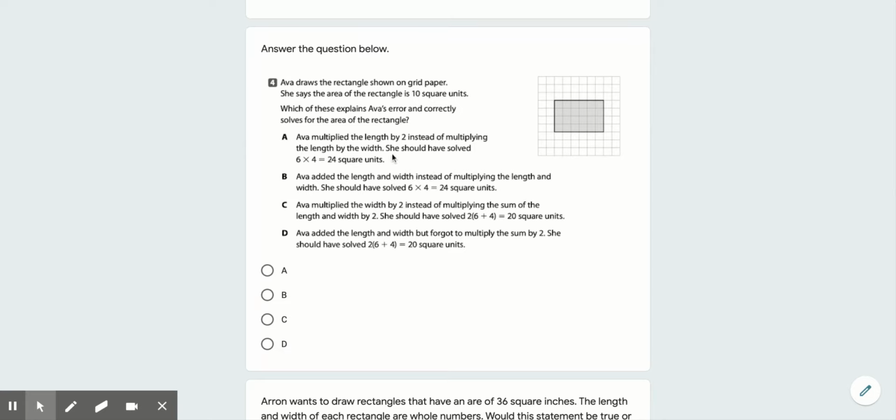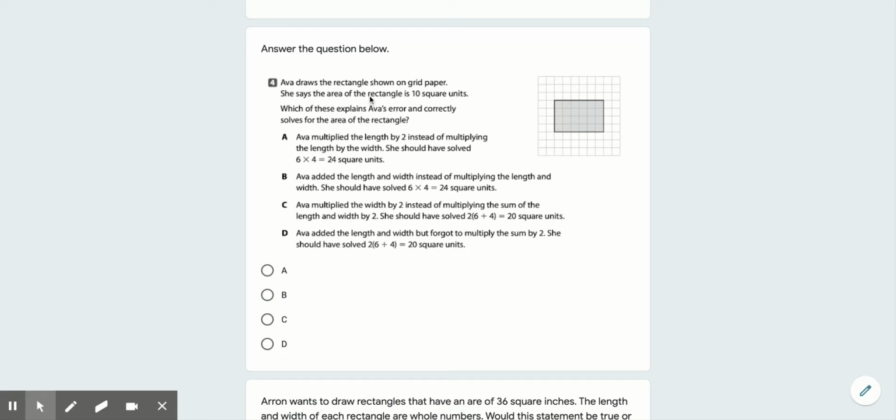Number 4 is also a picture. It's a lot of words. Break it apart, okay? Don't get stressed. It's okay. Break it into different parts. So your question, let's just read it. Ava draws the rectangle shown on the grid paper. So here, this is the rectangle that's shaded in dark. That's what they're talking about.